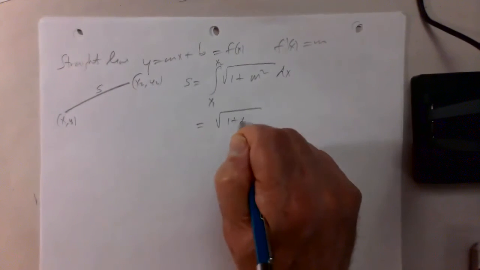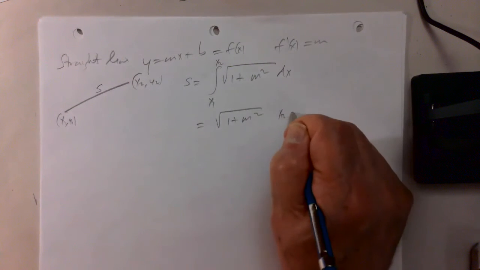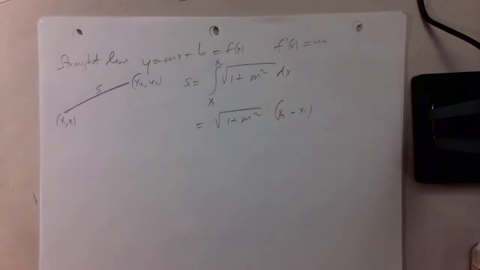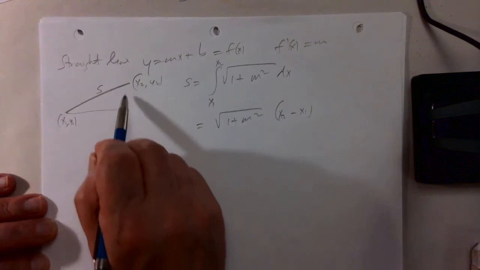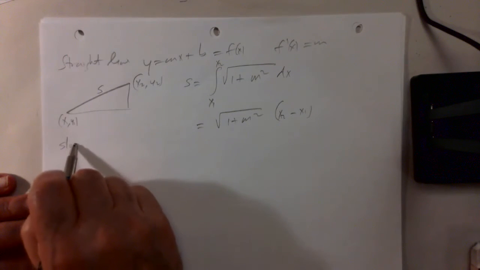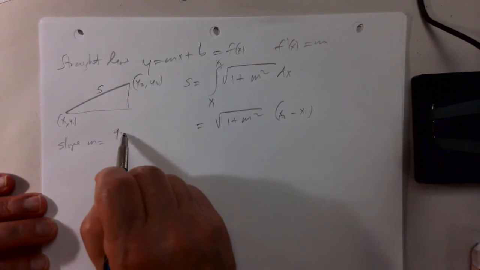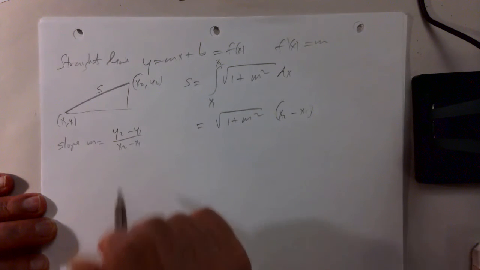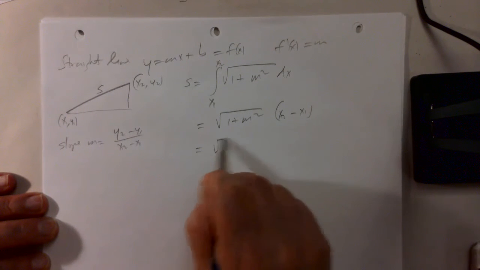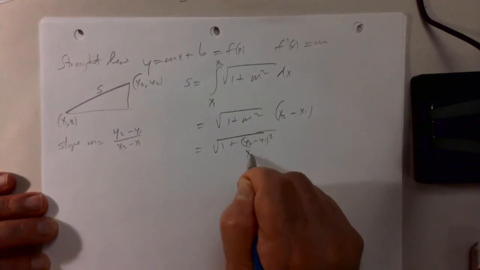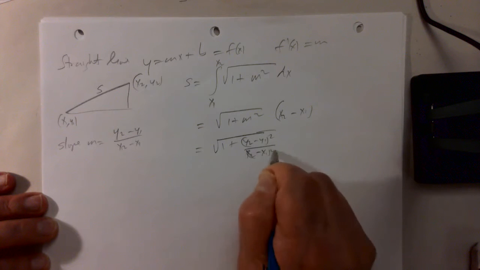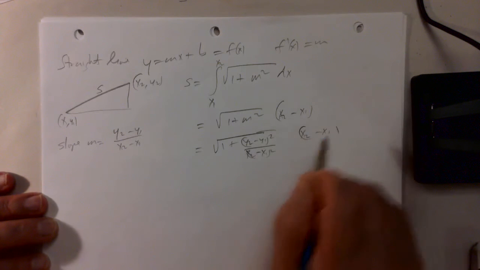Which is the square root of 1 plus m squared, x2 minus x1. Now, that doesn't look like the Pythagorean theorem, but of course, you look at this line, the slope, m, is y2 minus y1 over x2 minus x1. So this is the same thing as the square root of 1 plus y2 minus y1 squared over x2 minus x1 squared times x2 minus x1.